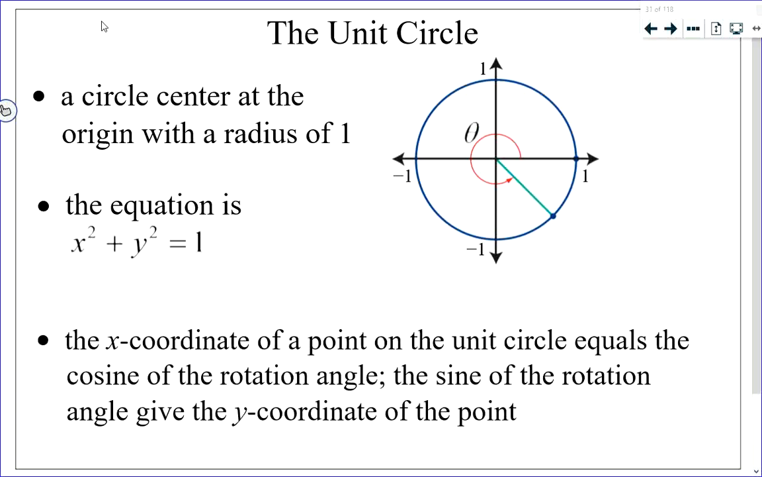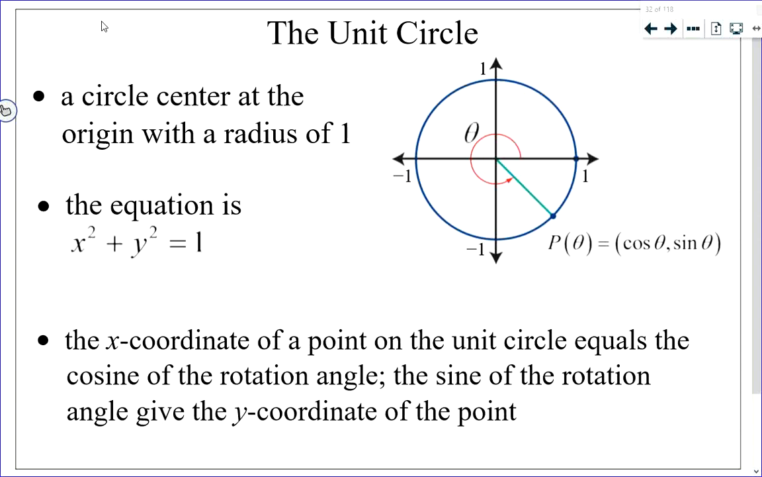That angle, I've now included in your view, that angle theta in the diagram is called the rotation angle, and there is a trigonometric connection between that angle and the x and y coordinates of the point where the arm touches the unit circle. The x-coordinate of the point is the cosine of the angle, and the y-coordinate is the sine of the angle.